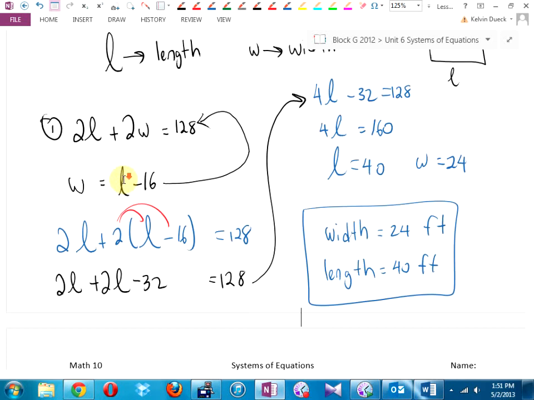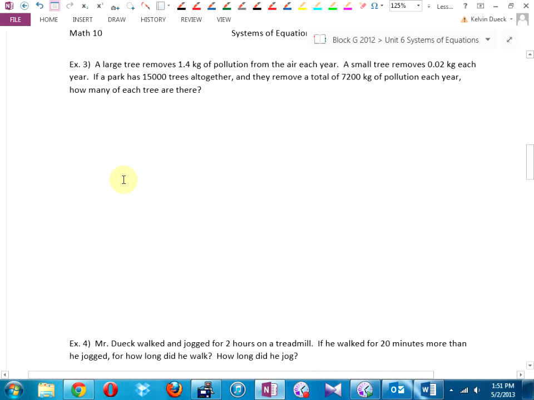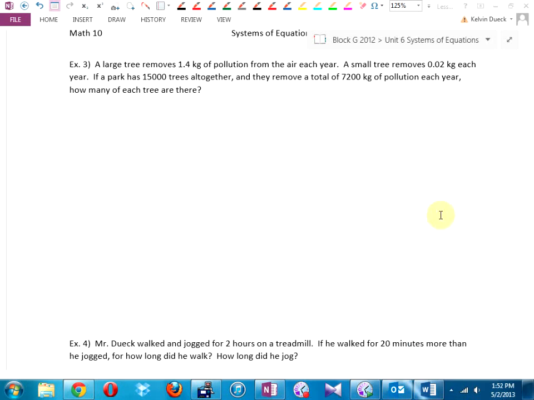Turn the page. Example 3. Rob, why don't you sit up and in a big loud voice read example 3 to me, please, and wipe up the drool. A large tree removes 1.4 kilograms of pollution from the air each year. A small tree... Hang on. Okay, Jordan, my friend, I'm going to have you move. Too much yakking back there, and it may be math related, but I don't think so. Sorry, Rob, can you start over? A large tree removes 1.4 kilograms of pollution from the air each year. A small tree removes 0.02 kilograms each year.